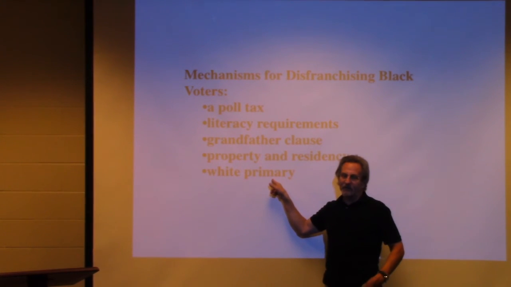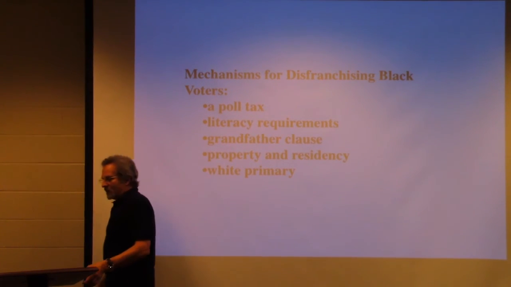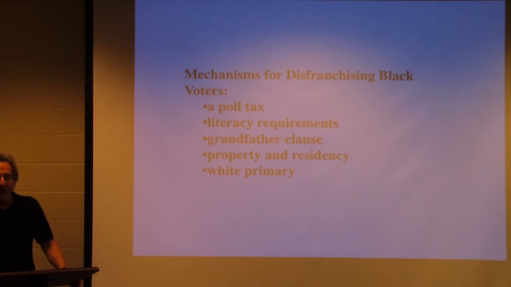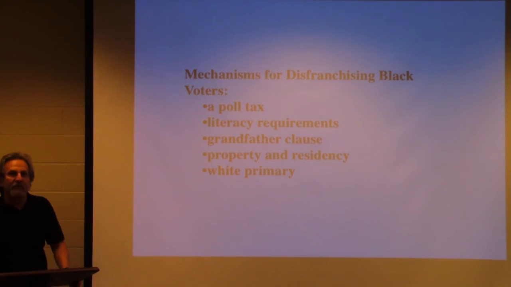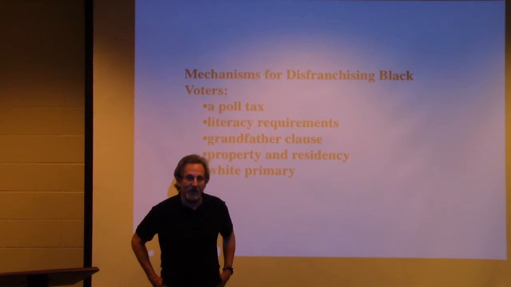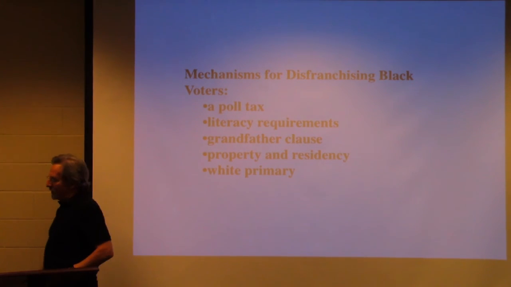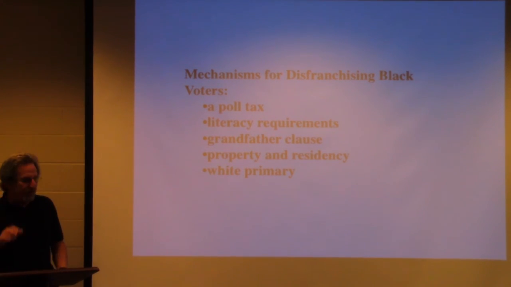Black people are not allowed to vote in the Democratic Party primary election. And so you may vote in the general election. There may be black people who vote in the general election, but who wins that general election has already been determined. It's been determined by the primary, and you didn't have any say in that. So these are the various mechanisms that the South used to disfranchise black people.